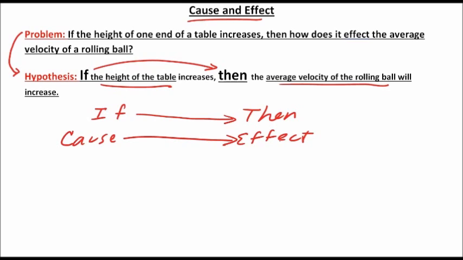So now we're going to look at the relationship between two things. We're going to look at the relationship between two variables. We're going to look at the relationship between the cause variable, which is called the independent variable, and the effect variable, or the dependent variable.